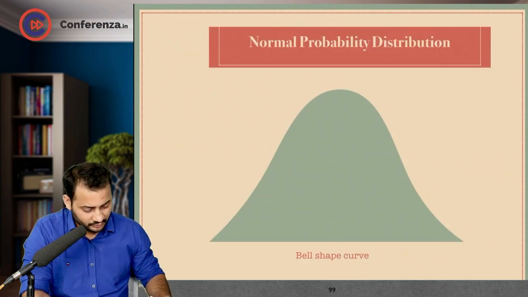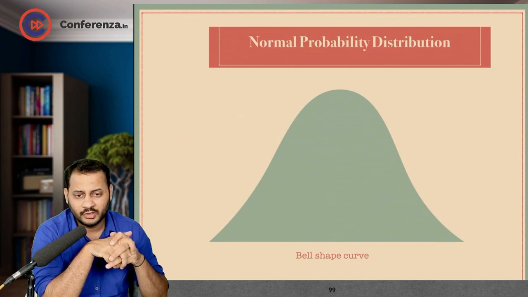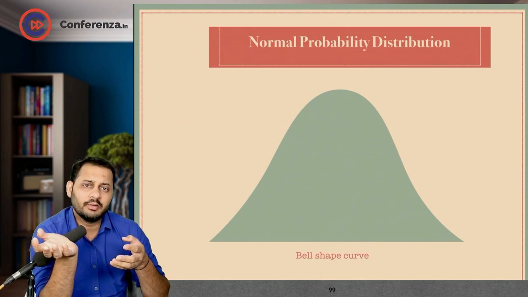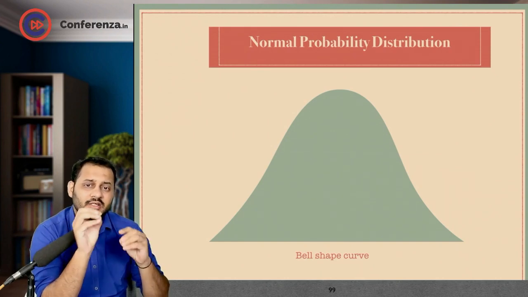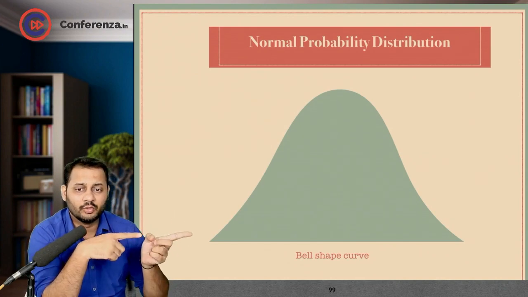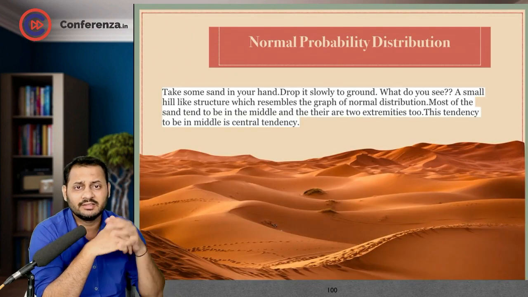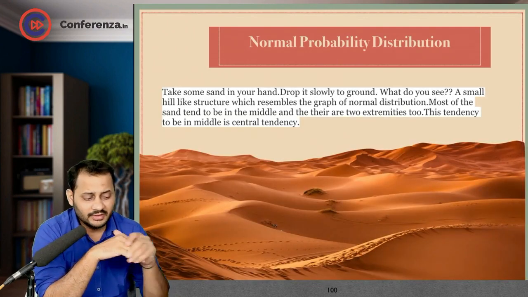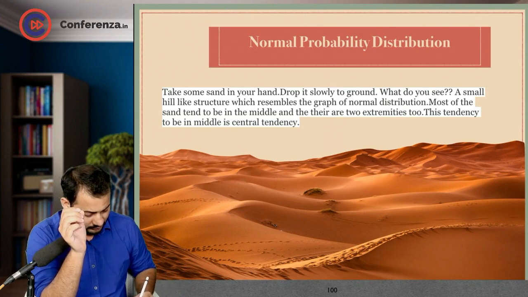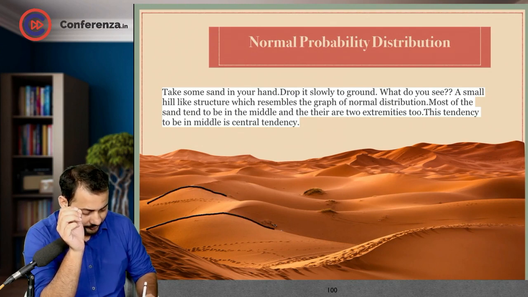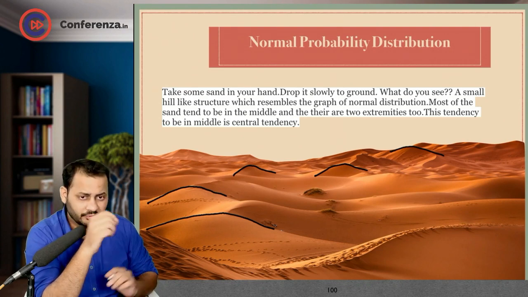Now let's go to the next concept, normal probability distribution. If it is said that data represents a normal probability distribution, it means the diagram of that data will look like this, a bell-shaped curve. I will give you a real life example. Let's take this desert. If you look, the sand has taken some forms, and you can clearly see that it is a bell-shaped curve. Are you getting it?